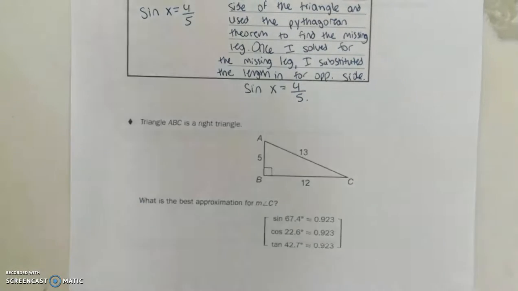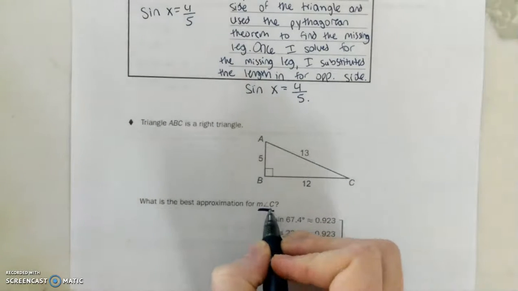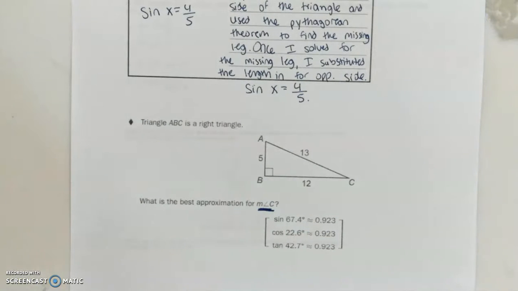Okay, so now we're actually looking for the measure of the angle because it says measure of angle C, not just a ratio. What's interesting about this problem is that they give you these three different trig ratios for these angle measurements. So I don't know if they would disable the calculator on this problem on the EOC or not, but what we're going to do is we're going to do it both ways. We're going to use this, and we're also going to use the calculator.